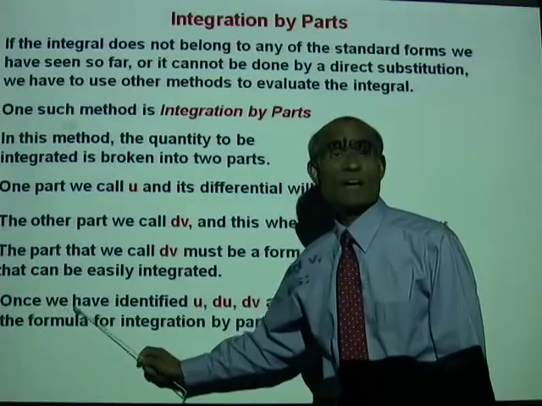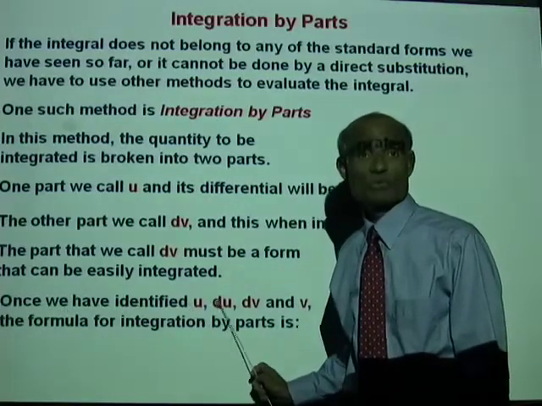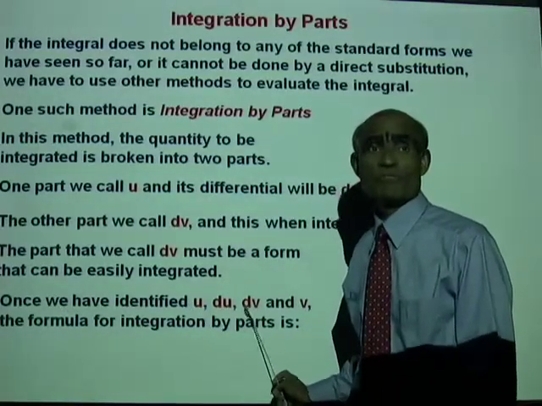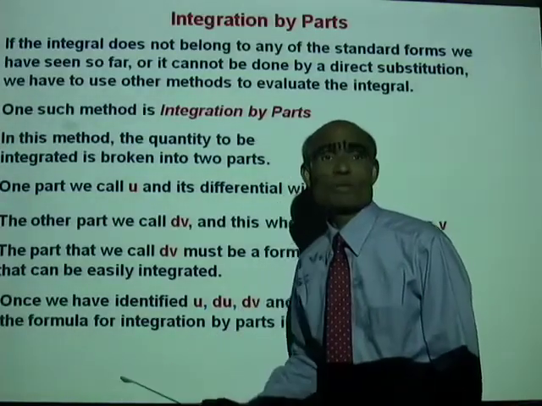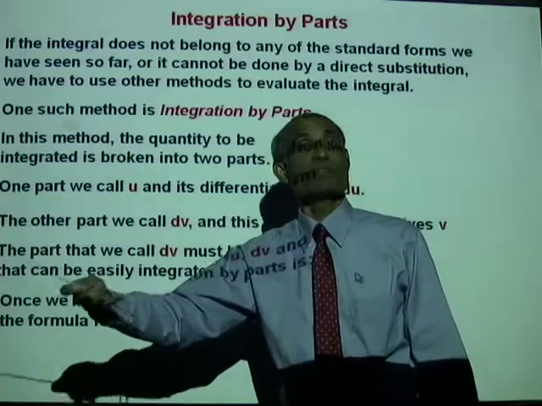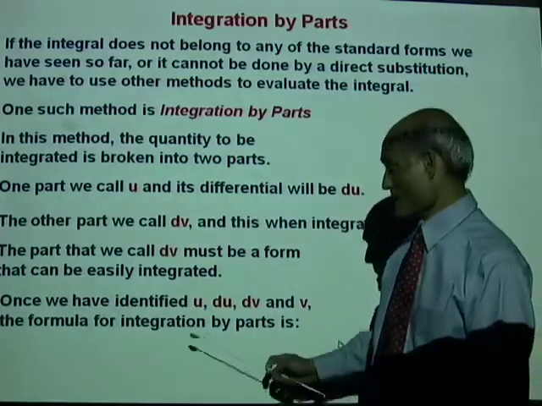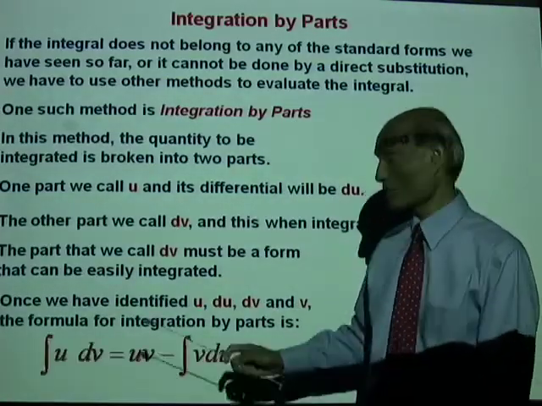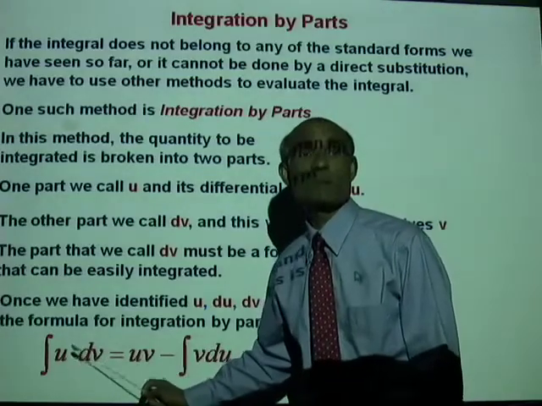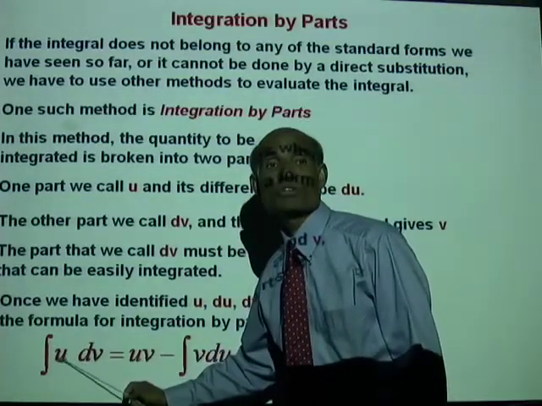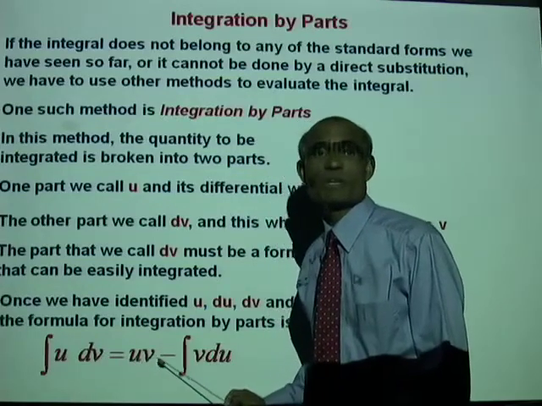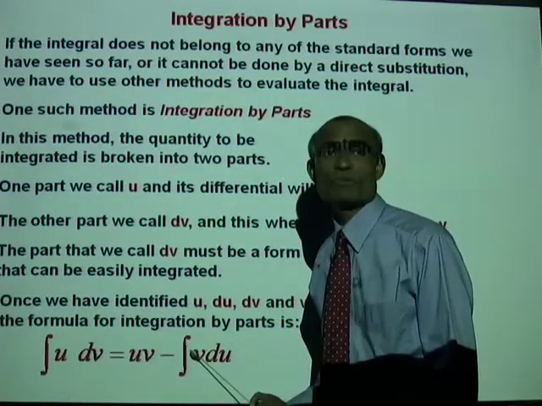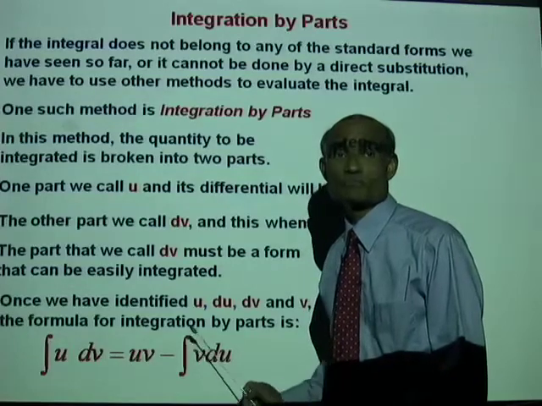Once we have identified u, du, dv and v, we will use a formula that was developed by somebody who worked on this, to do our integration. And this is the formula that you need to remember: integral u dv equals uv minus integral v du.